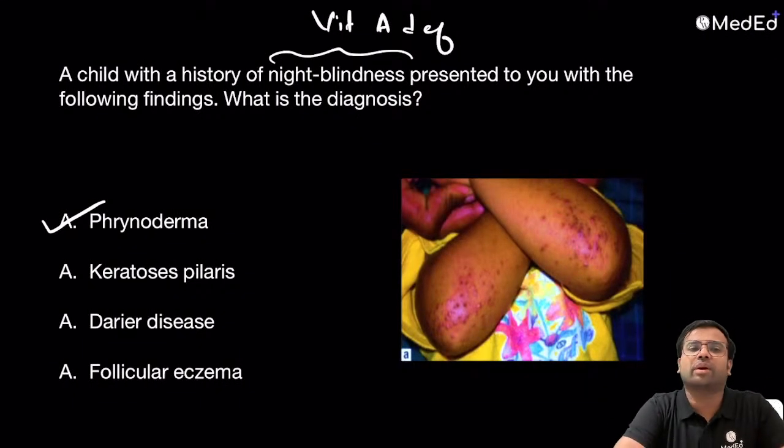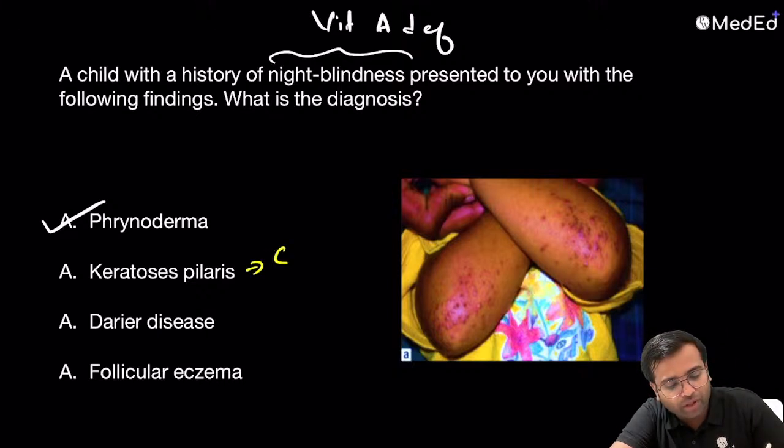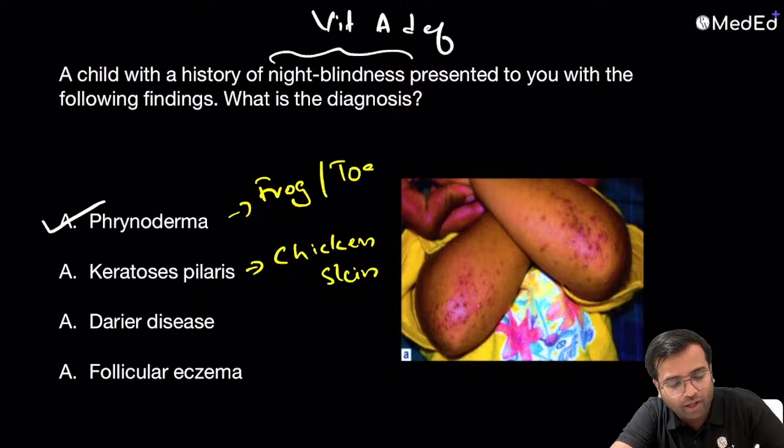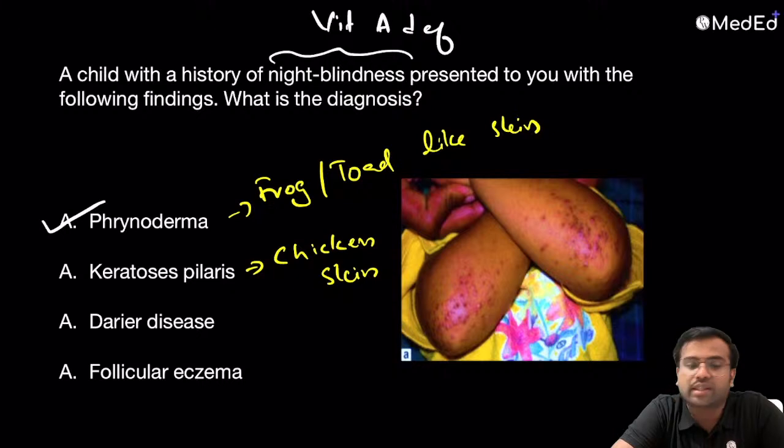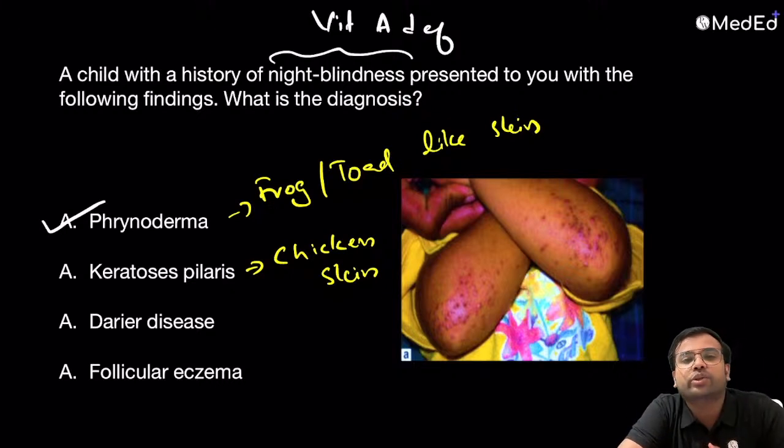Now let's go back to the same MCQ and see what are the other options that are given. The other option given is keratosis pilaris. Now what is keratosis pilaris? Keratosis pilaris is also compared to a chicken skin. Okay, so phrinoderma was frog or toad-like skin, whereas keratosis pilaris is compared to a chicken skin. Now, what is happening in a chicken skin? Once you palpate, you feel like it is a chicken skin. It is usually seen in adults, which can be treated with retinoid creams and all.